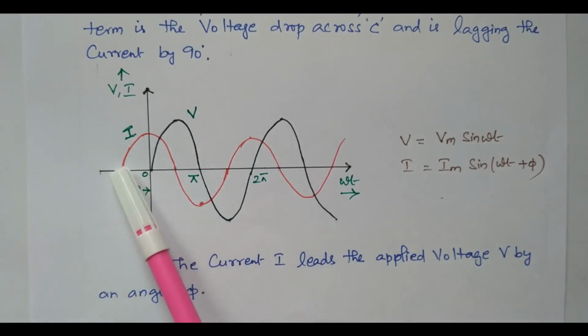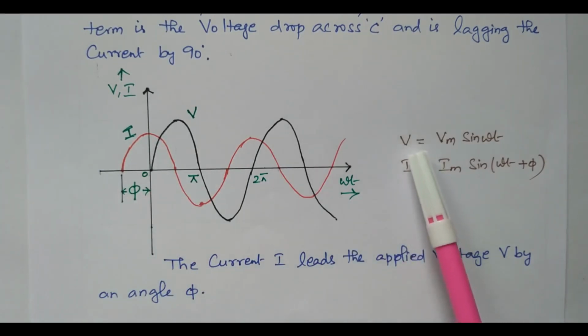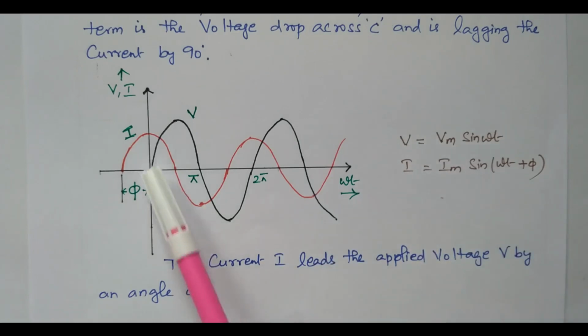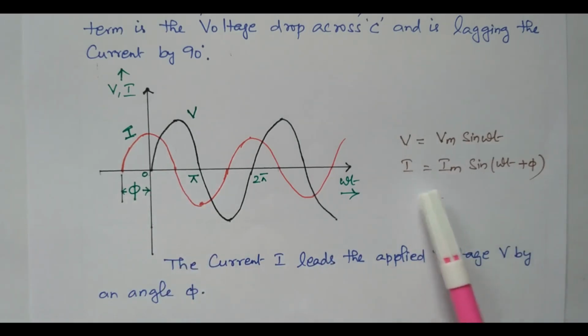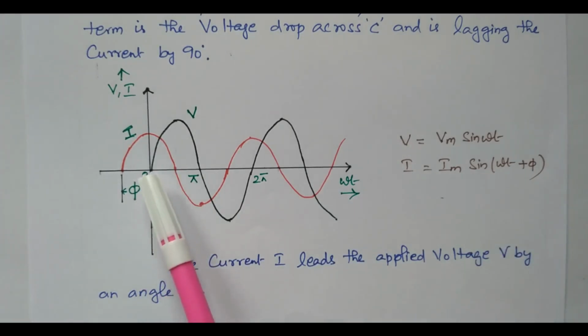Here current is leading. So based on that we can write V equal to Vm sin omega t. It starts at 0 degree. But I equal to Im sin (omega t plus pi) because it starts earlier. So it is added. If it is later, it is minus pi. In case of a capacitor the current starts earlier, so sin (omega t plus pi). So from that we can easily say the current I leads the applied voltage V by an angle of pi. There is a phase difference of pi, that is, current is leading.